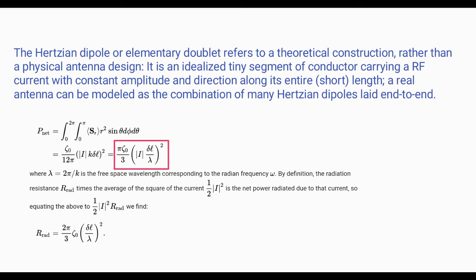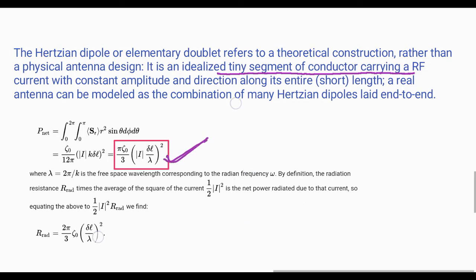It is an idealized tiny segment of conductor carrying RF current with constant amplitude and direction along its entire short length, or a real antenna can be modeled as the combination of many Hertzian dipoles laid end to end. So here the P net, that is the power, is given like this.